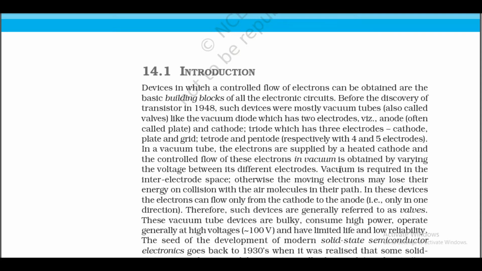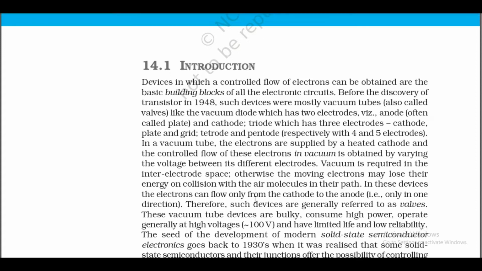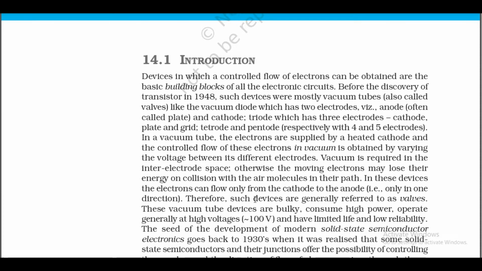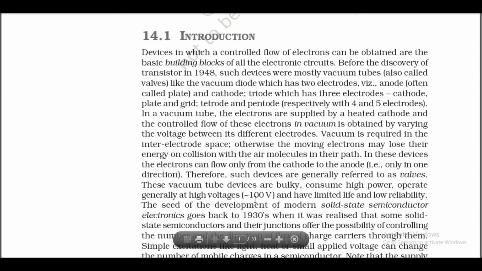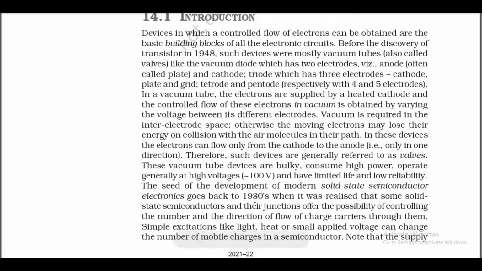Vacuum is required in the inter-electrode space. Otherwise, the moving electrons may lose their energy on collision with the air molecules in their path. In these devices, the electrons can flow only from the cathode to the anode, that is, only in one direction. Therefore, such devices are generally referred to as valves. These vacuum tube devices are bulky, consume high power, operate generally at high voltage, around 100 volts, and have limited life and low reliability.